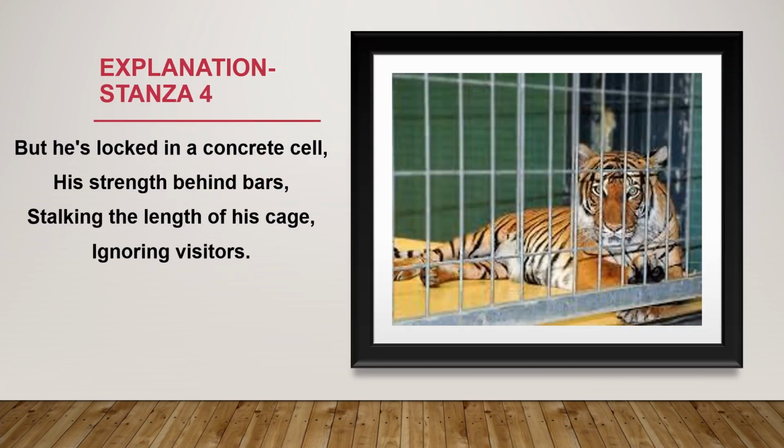Stanza 4. He is locked in a concrete cell, his strength behind bars, stalking the length of his cage, ignoring visitors. The poet explains that the tiger is confined to his cell, which is made up of a strong building material. He is behind bars, so his ferociousness is also locked up behind the bars. He just stalks around, moves around in the cage. He never tries to terrorize the visitors for two reasons. One, his power is restricted by the cage. Two, he cannot attack them, so he silently observes, ignores the visitors.